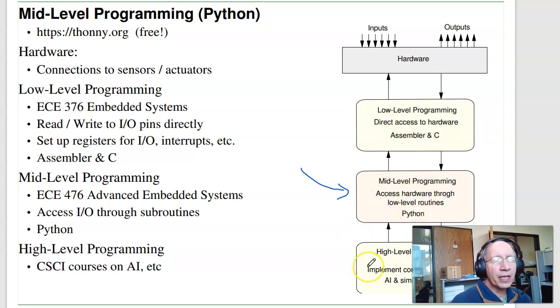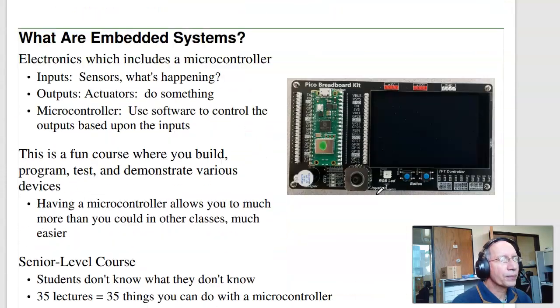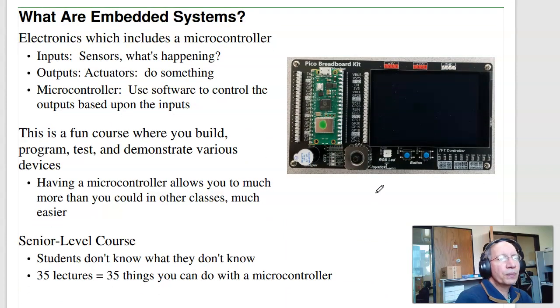Once you get it to hover, can I get the quadcopter to swarm? Or do a gradient search and find a gas leak? That'd be high-level programming, typically done in computer science classes. This is where we're focusing in 476, mid-level programming in Python. So that's kind of where we're heading.